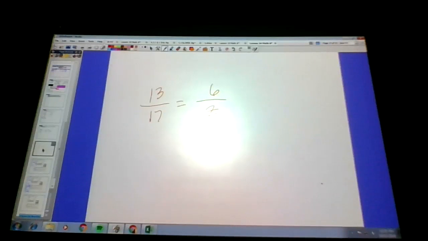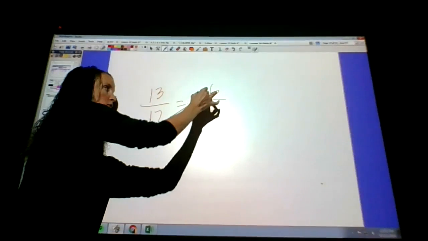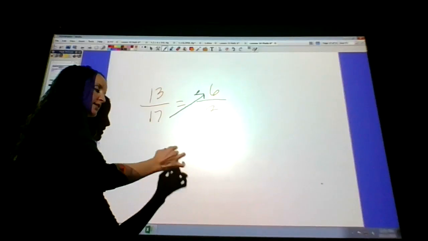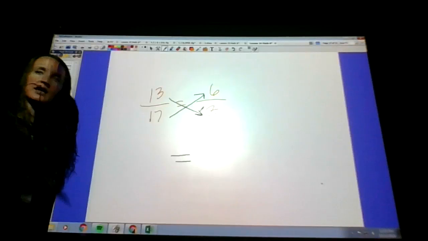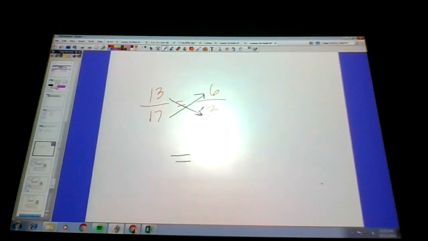So do you guys remember how to cross multiply? Multiply those two numbers. Set it equal to when you multiply those two numbers. I'm going to give you a head start, and then we'll go through it.